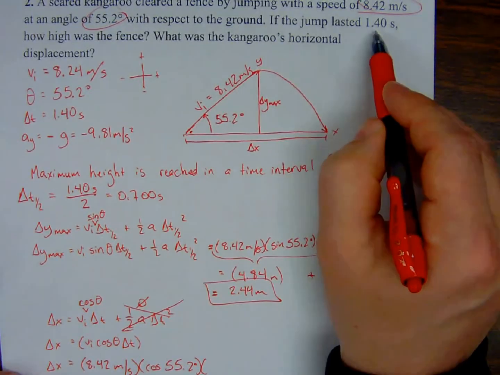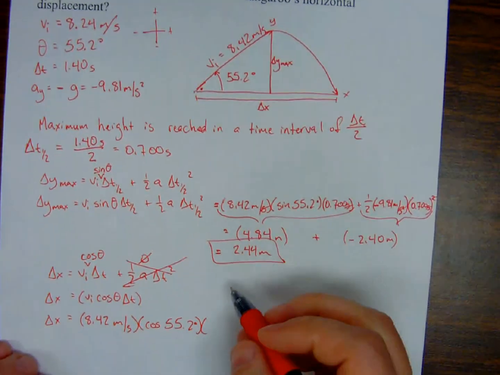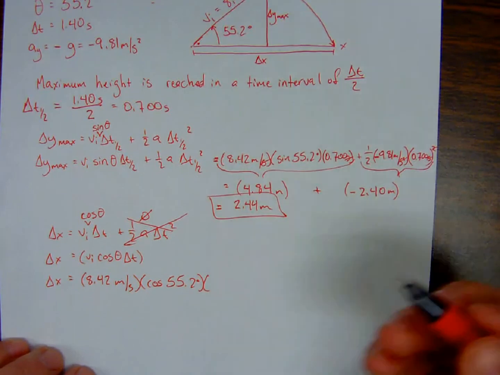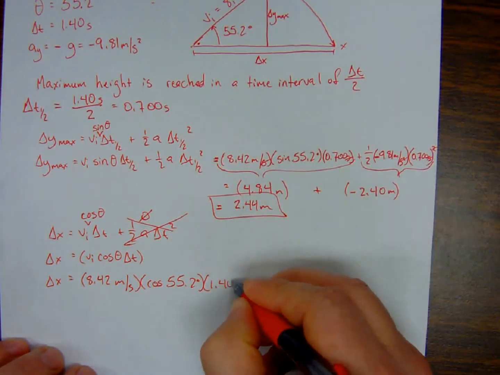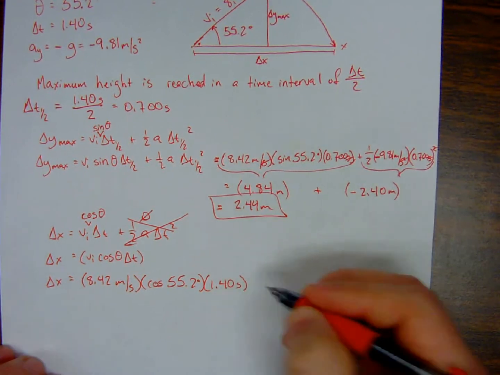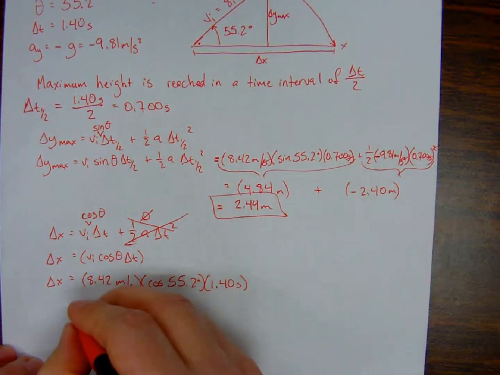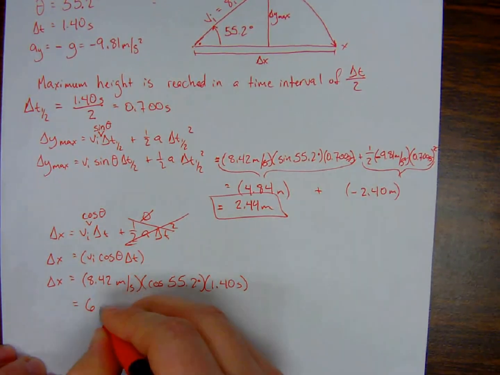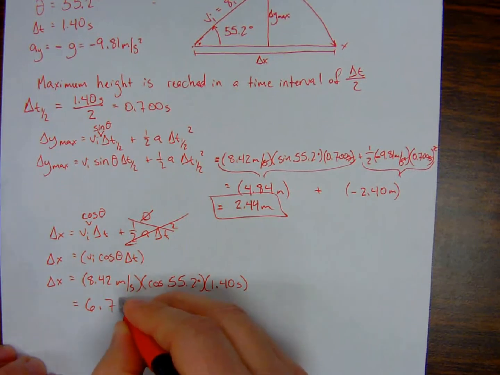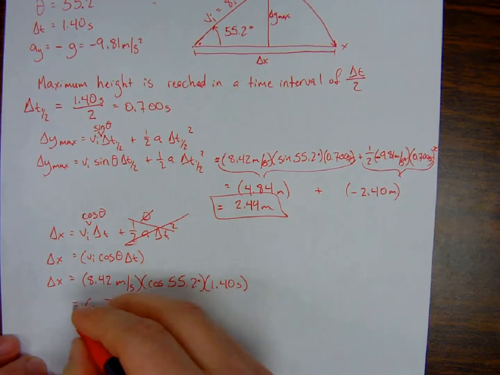So this scared kangaroo jumped over a fence that is 2.44 meters tall, which is a pretty darn tall fence to jump over. And given the velocity that the kangaroo was traveling at, the kangaroo actually jumped a distance of 6.73 meters.